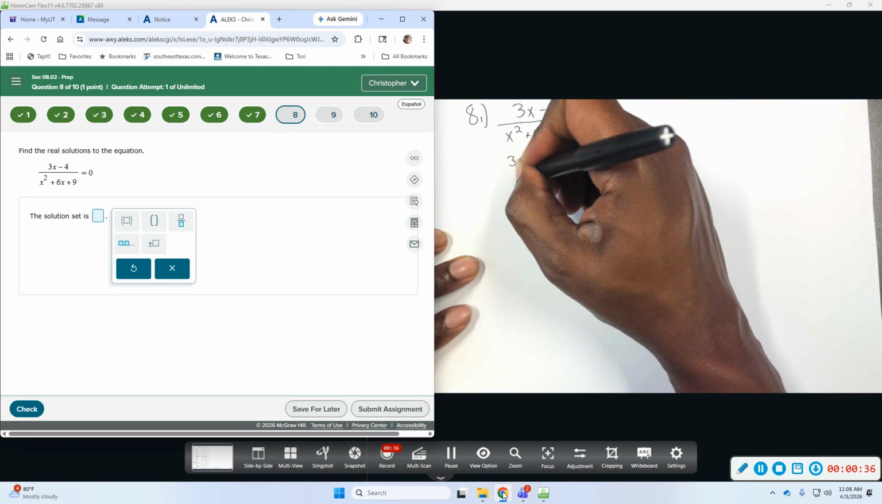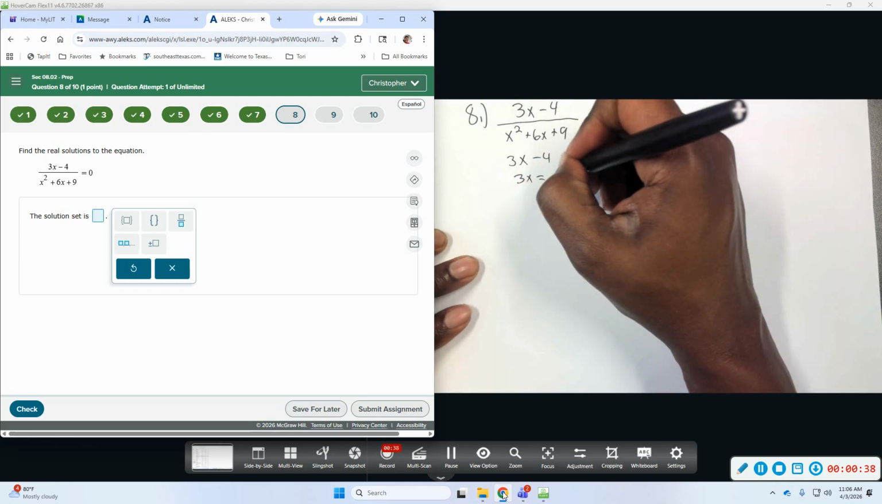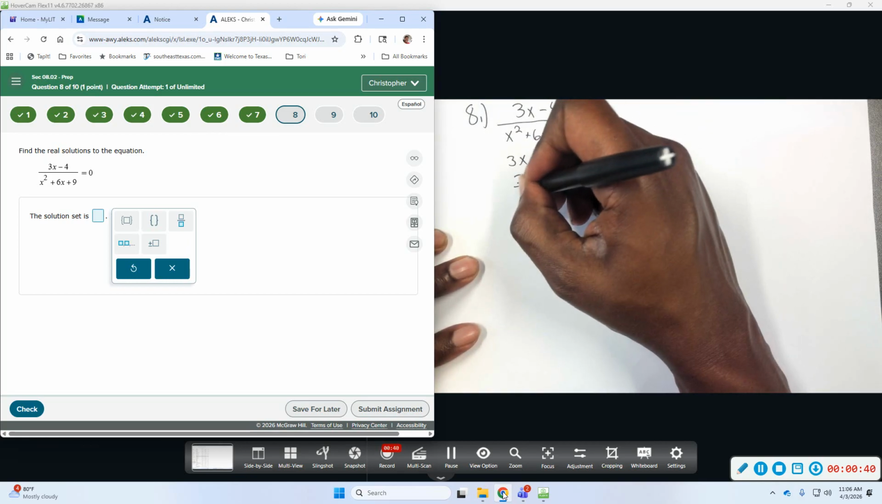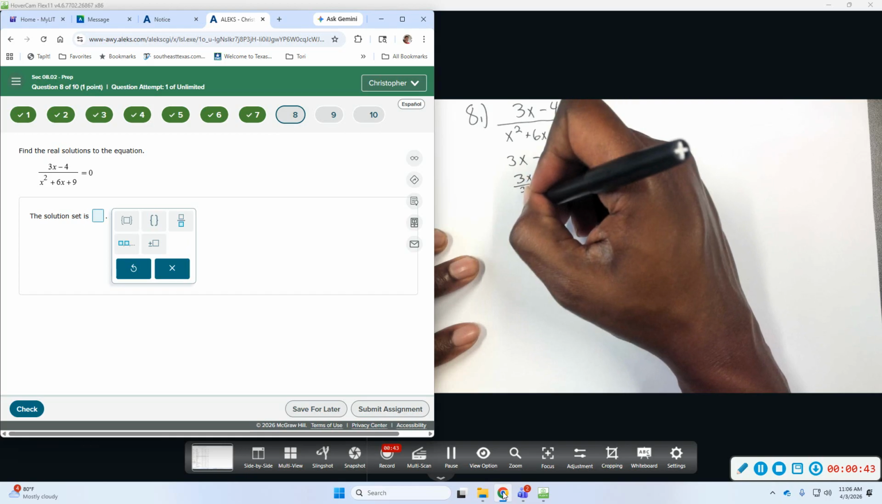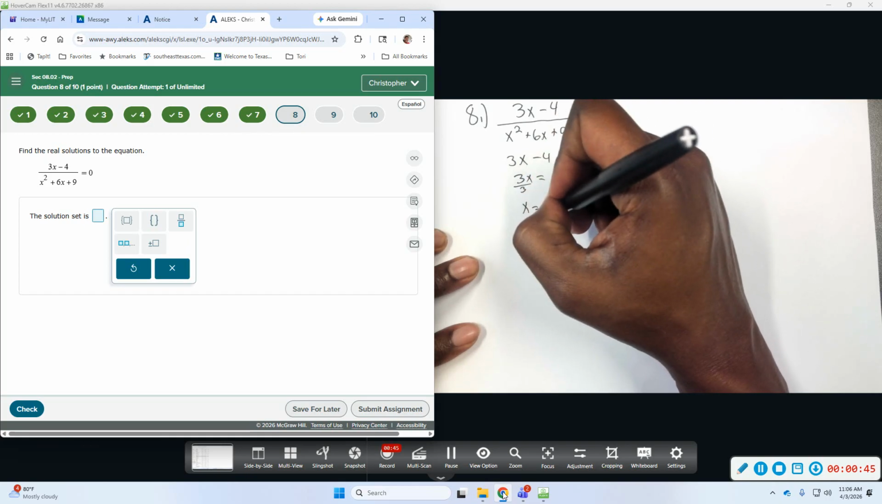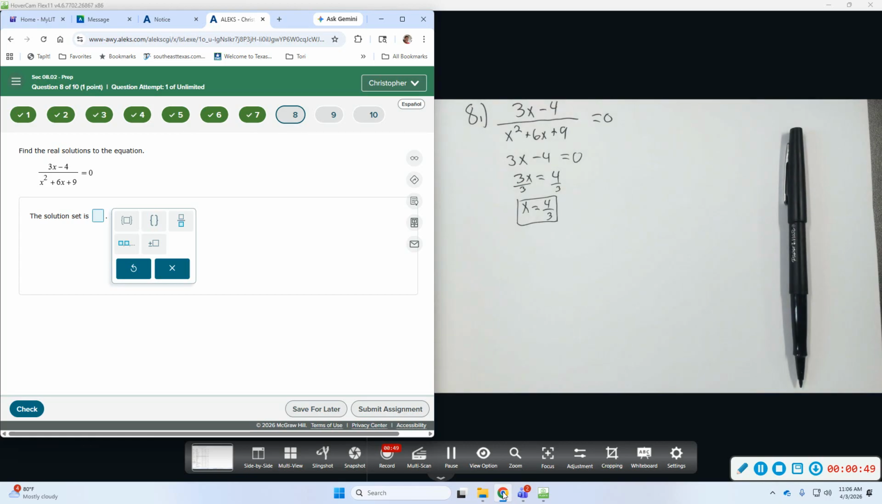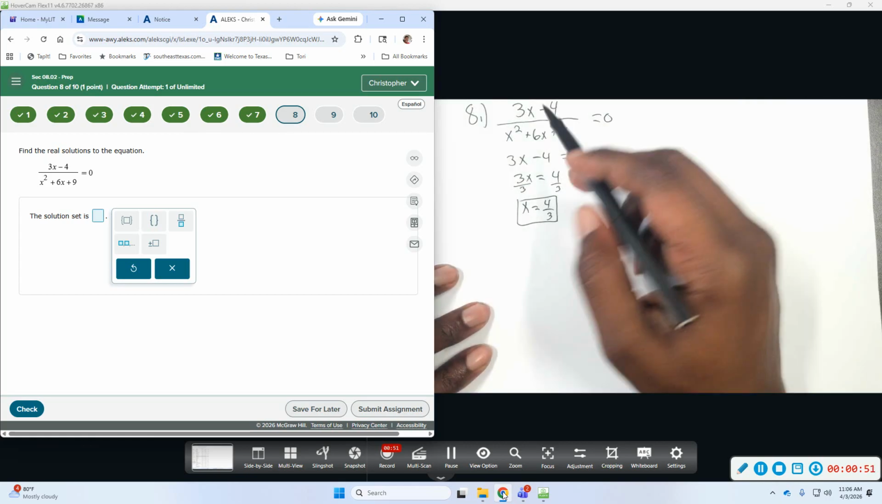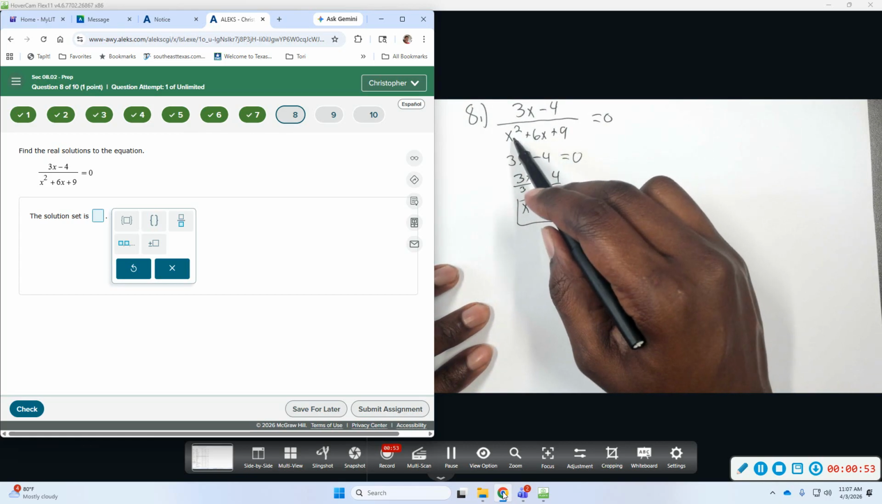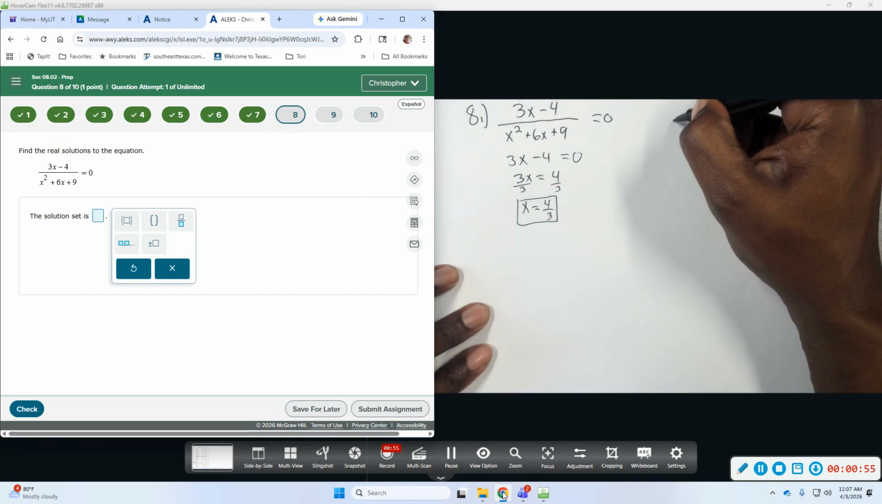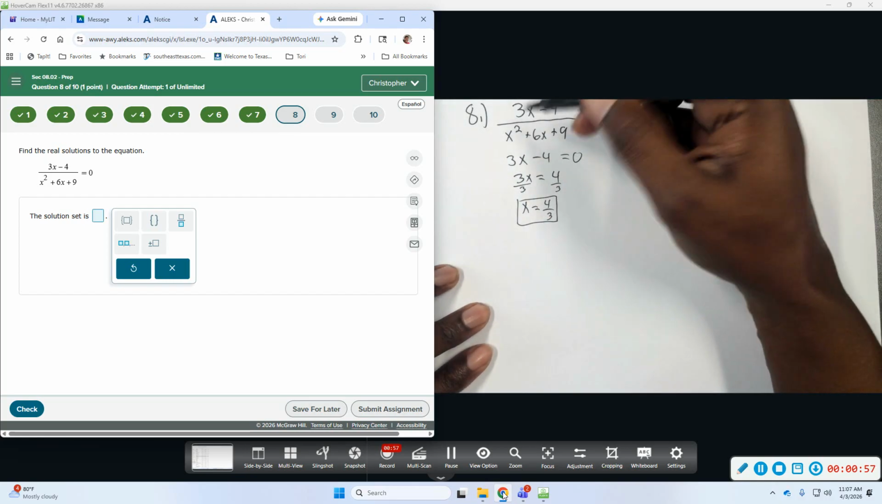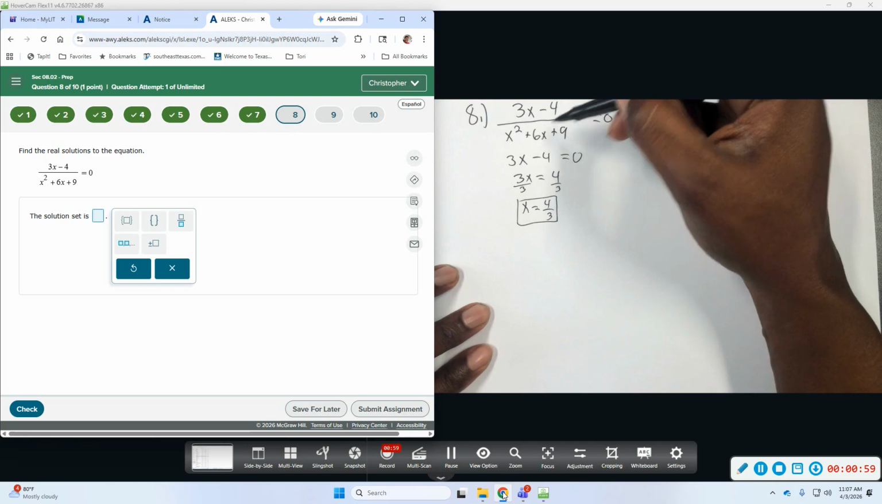We add 4. 3x equals 4, and then we divide by 3. That's x equals 4 divided by 3. I'm going to check just to make sure that if we plug that into the bottom, we're not going to get 0.